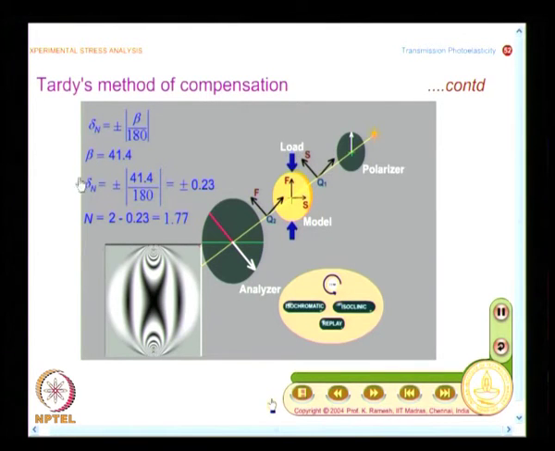So, I can find out what is delta n. I have still not attached the sign, I still say it is plus or minus 41.4 by 180 degrees, and that gives you plus or minus 0.233. So, now I know the fringe order was between 1 and 2. So, I do this as 2 minus 0.23 equal to 1.77. So, I can find out the fringe order at the point of interest very precisely.